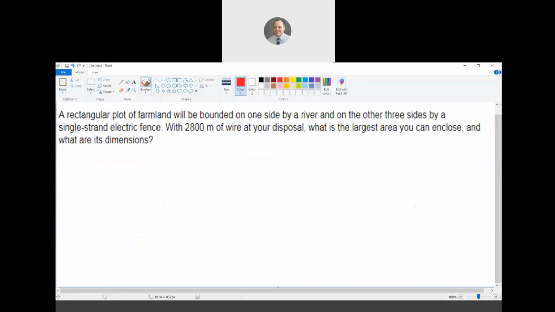All right, next question. A rectangular plot of farmland will be bounded on one side by a river and on the other three sides by a single strand electric fence. With 2,800 meters of wire at your disposal, what is the largest area you can enclose and what are its dimensions? Draw a picture, it helps you get everything together.